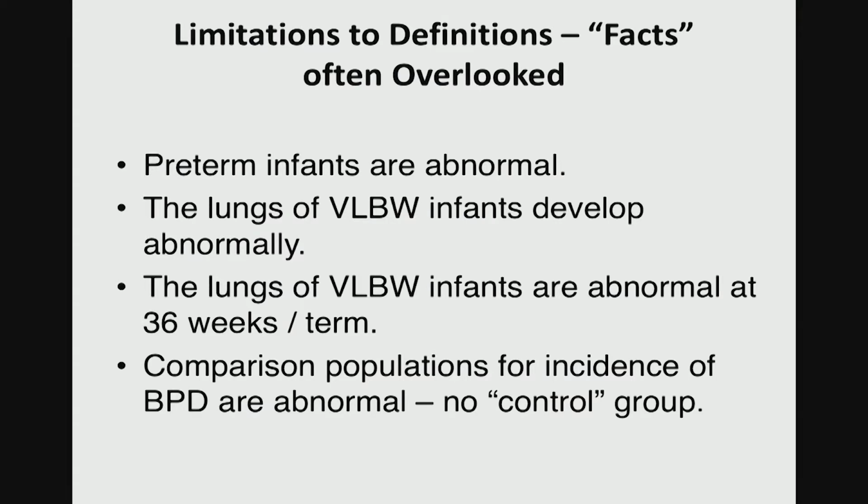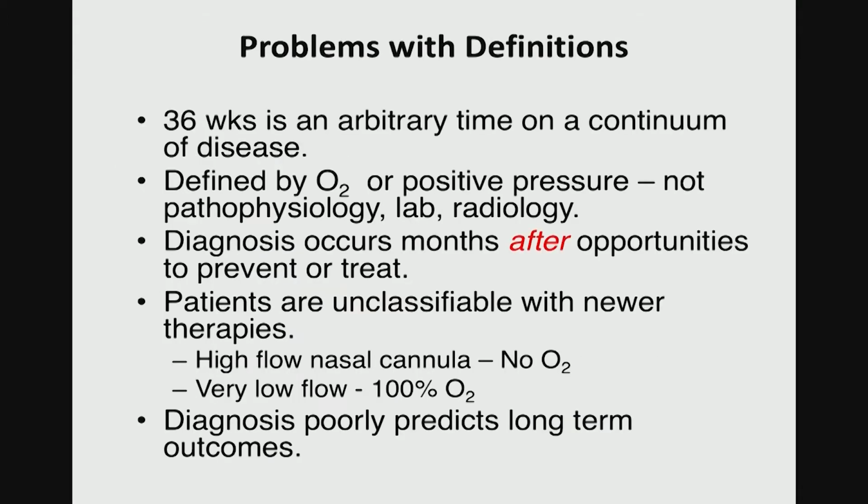The limitations of the definitions, first of all, have to face up to some facts that are often overlooked. In this population of extremely preterm infants, all preterm infants are abnormal, or they wouldn't have been born preterm. The lungs of these very low birth weight infants develop abnormally. All of them do. The lungs of very low birth weight infants are abnormal at 36 weeks and at term. And for all of these studies we do, there's no comparison population for the incidence of BPD, as we have no control group. Again, they're all abnormal, they're all preterm infants.